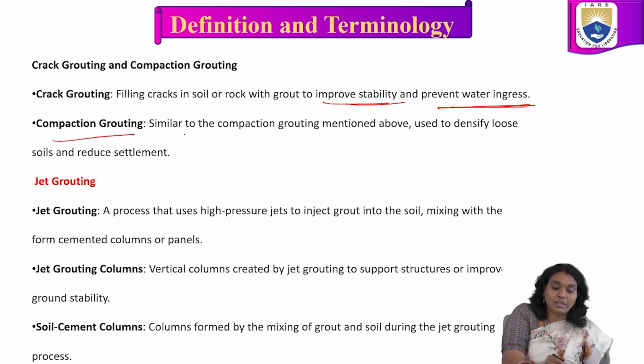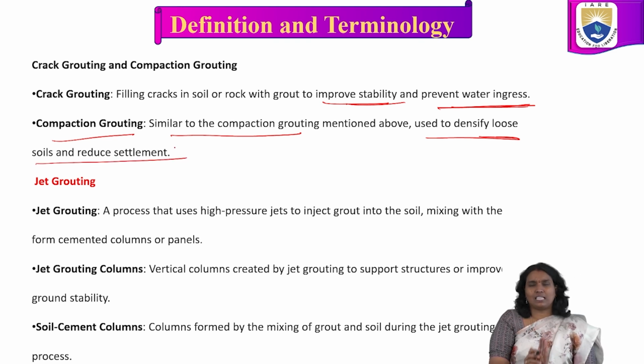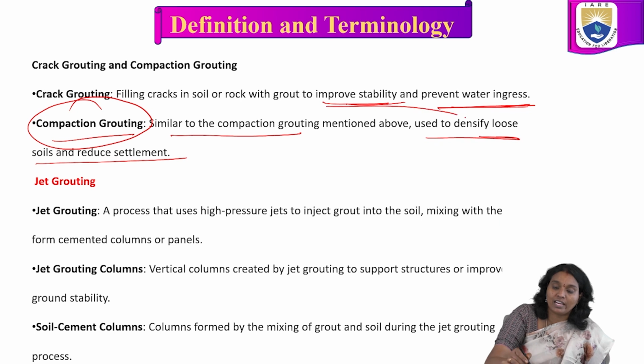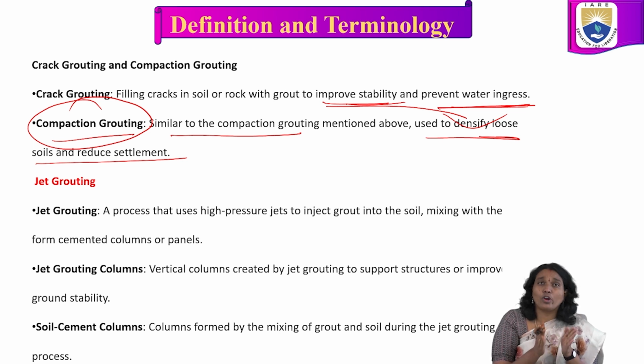Compaction grouting, similar to the compaction grouting mentioned above, is used to densify the loose soils and reduce the settlement. So they are going to densify the loose soil, it means compacted, and reduce the settlement. That's why it is called compaction grouting, because we are densifying the loose soil. That means we are going to compact it. So we are going to choose.